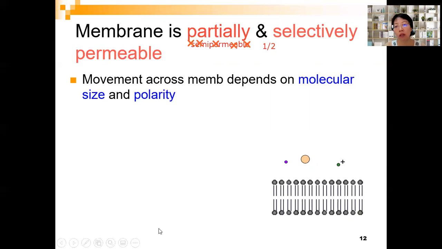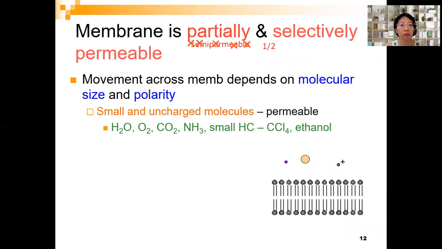So what I show you here on the diagram on the bottom right hand side is the phospholipid bilayer, and there are three particles that I want to move across the membrane. Whether they can move across or not depends on certain properties of these particles.